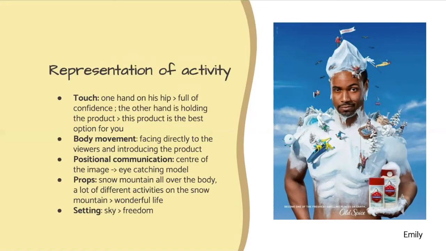Next, the representation of the activity. You can see that he has one hand on his hips, which also symbolizes that he is full of confidence, while the other hand is holding the product. So it's like this is the best option for you. Apart from that, his body movement is trying to introduce the product to the viewer. You can see that the producer has put the model at the center area, and this can get all the attention and be very outstanding.